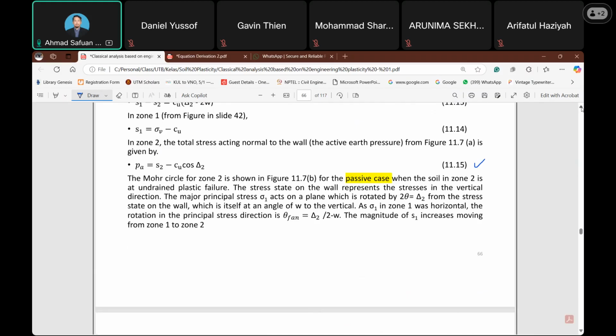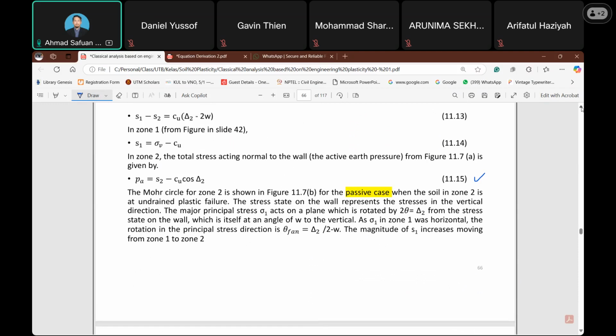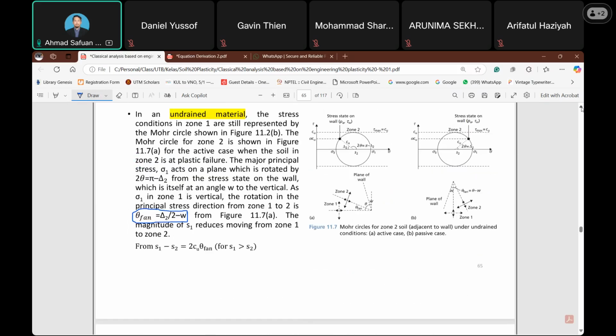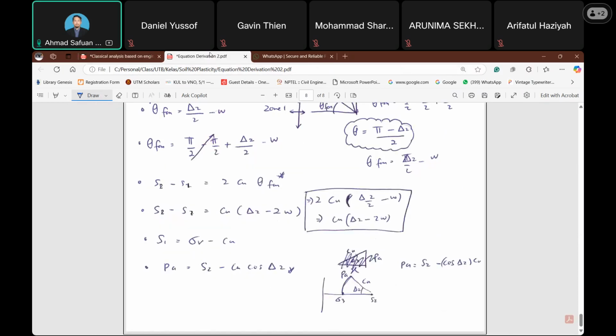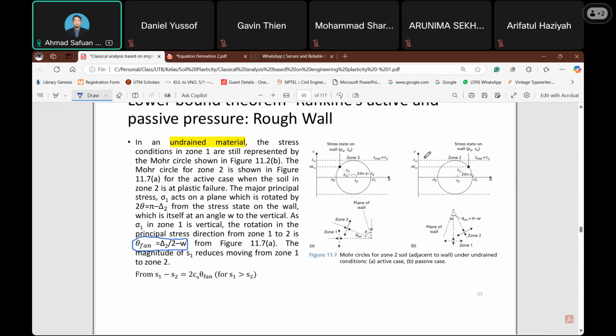So the Mohr circle for zone 2 is shown in figure 11.7b. This is for the passive one. Sorry, I have not derived it yet, but I will explain this on this diagram.